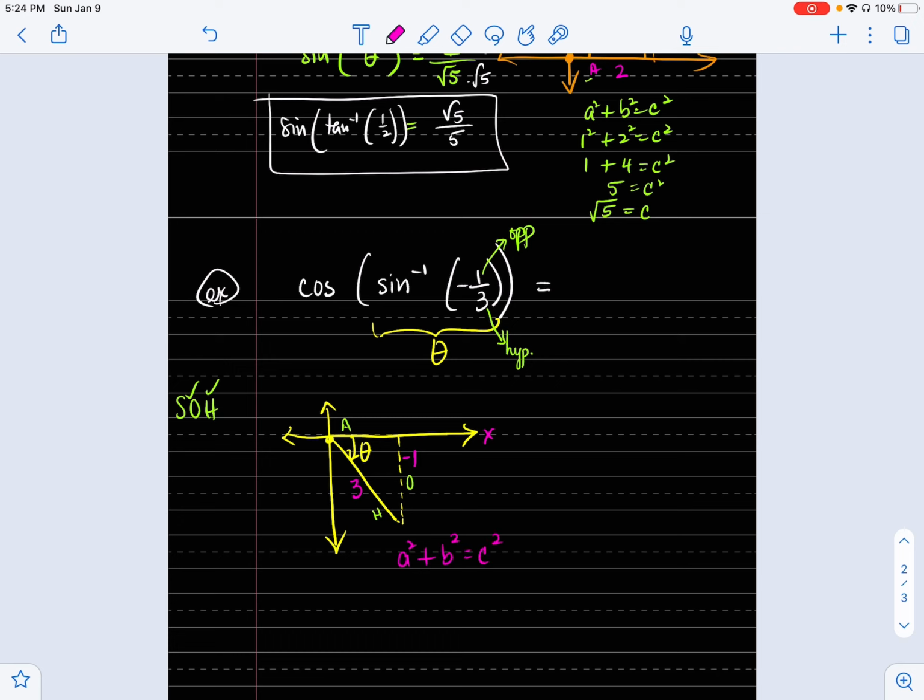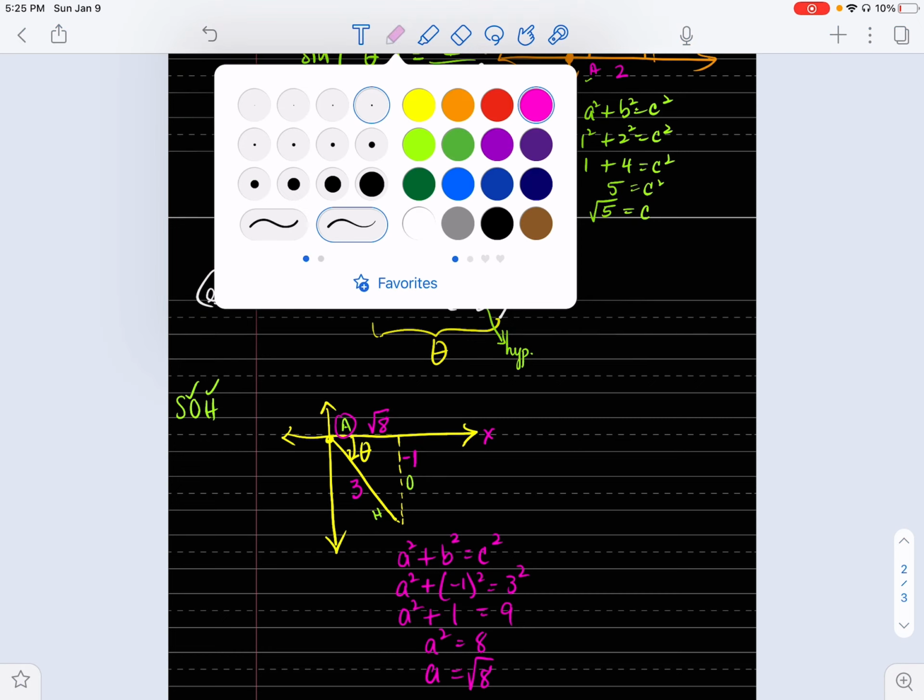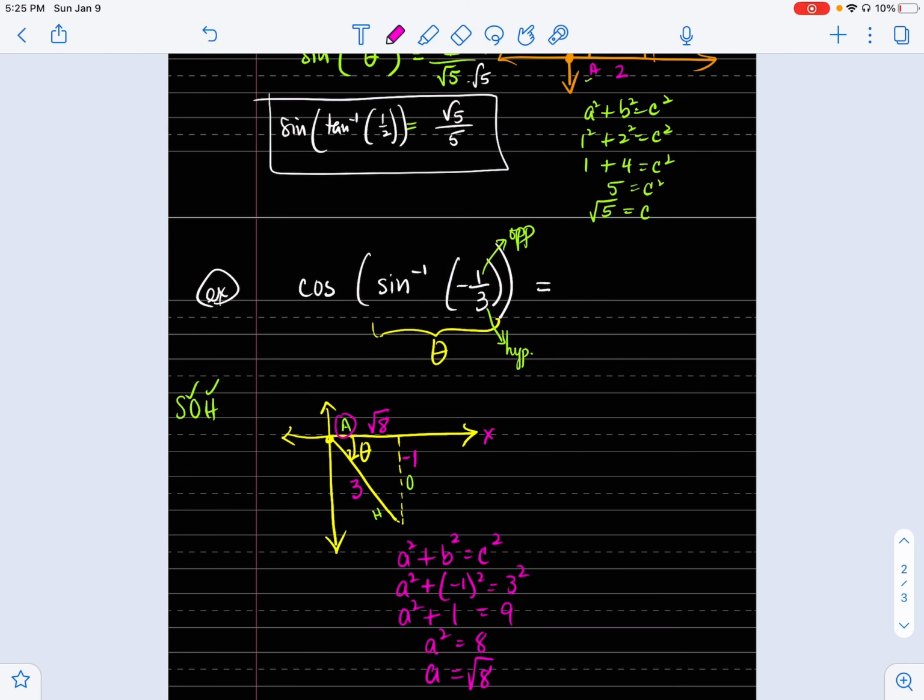Actually, I must call it the other way around because adjacent is unknown. So let's pretend this is the A part, adjacent. We don't know adjacent. So A squared plus B, negative 1 squared, equals 3 squared. What's negative 1 squared? It's positive 1. Subtract 1 from both sides: 9 minus 1 is 8, square root both sides, root 8. This is root 8. And now that I know all three sides of the triangle, look on the outside.